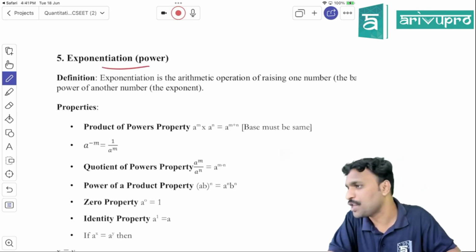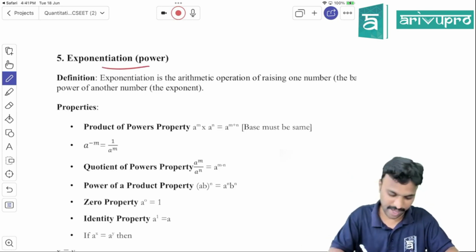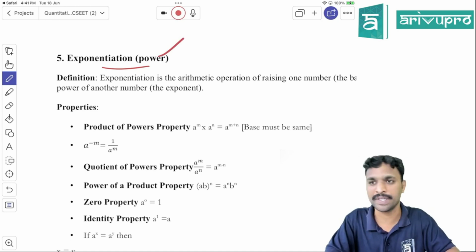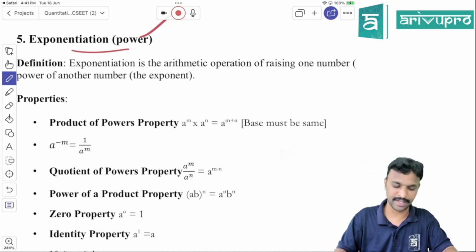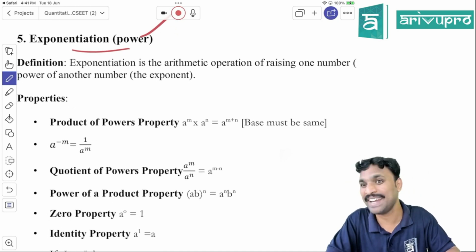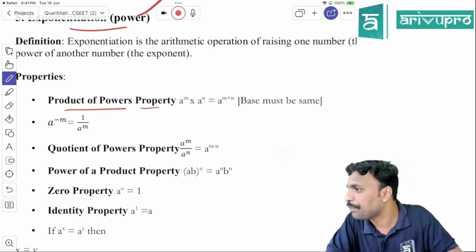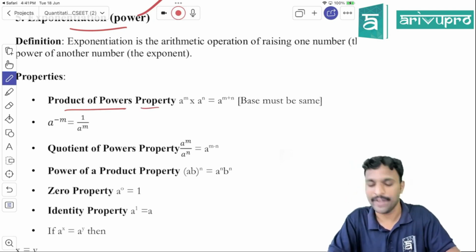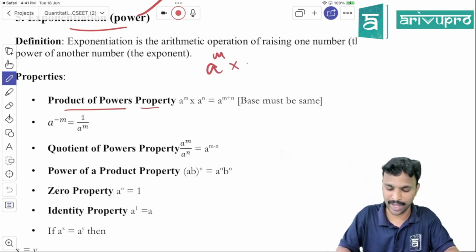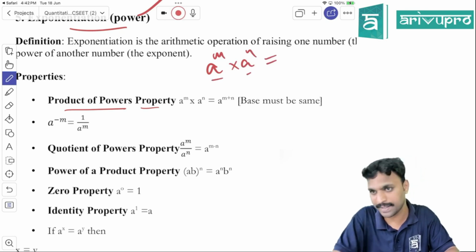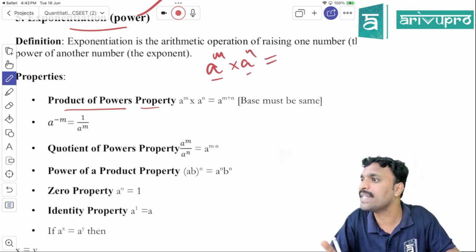Now, exponential or exponentiation or power. Whenever you deal with powers, you would have learned this in your schools: exponents, indices, properties of exponents. So let's see the properties. Product of powers property. What is the product of powers property? When you have a power m into a power n, same base, and they are multiplied, powers get added.